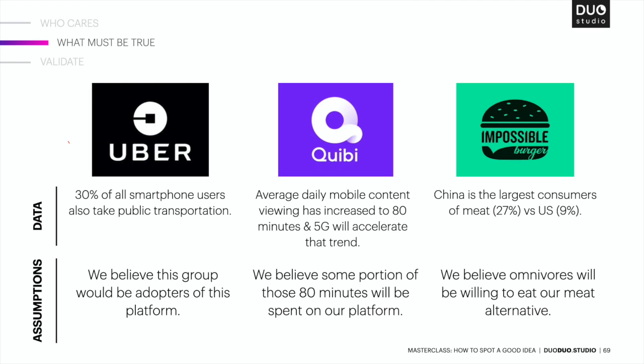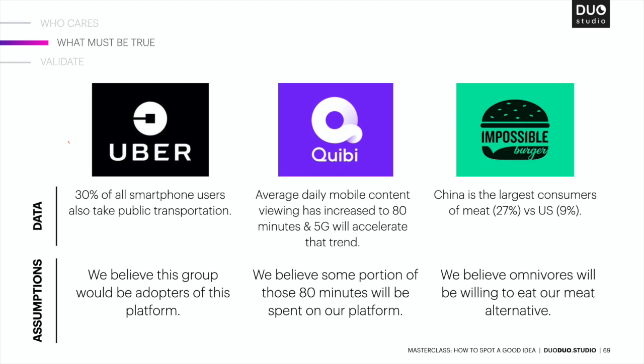The goal of what must be true is to go beyond the facts and get to your underlying belief about that data. Your belief or assumption is what must be true in order for your guess, your hypothesis, to be correct. So the question is, why do you believe that data is important to your hypothesis?